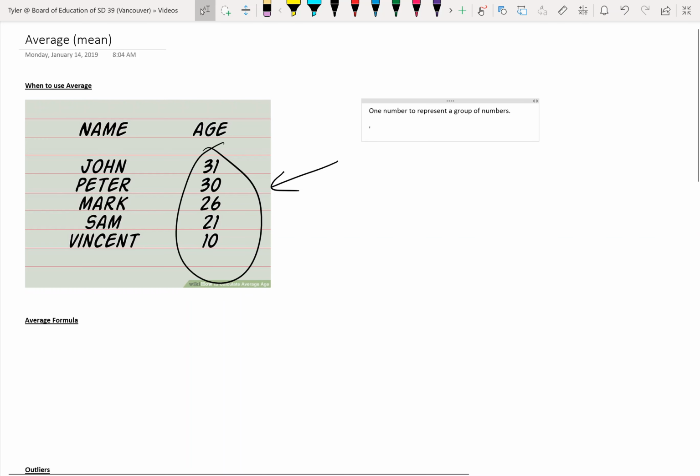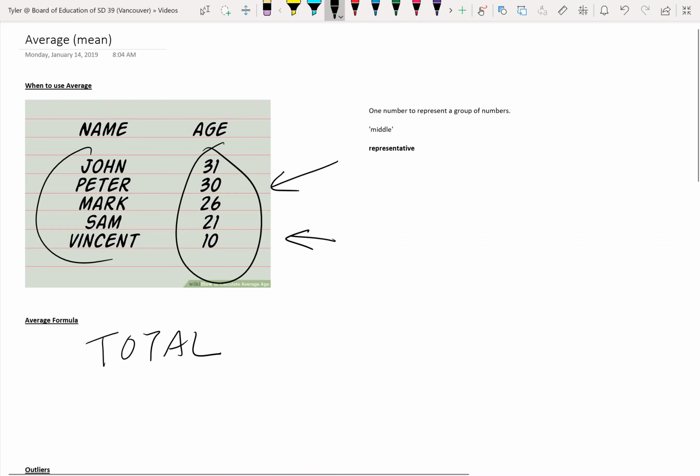Some ways to think of average is it's kind of like the middle number, but really you just want to think that it is representative. That is our goal, to make a number that represents a group of numbers. So for example, if we have this group of people, there's these 5 people and these are their ages listed. We want to find what's the average age. So looking at that whole group, what's kind of the middle number, what number represents what all their ages are. So the average formula is you write the total of all the numbers and you divide it by the number of numbers.